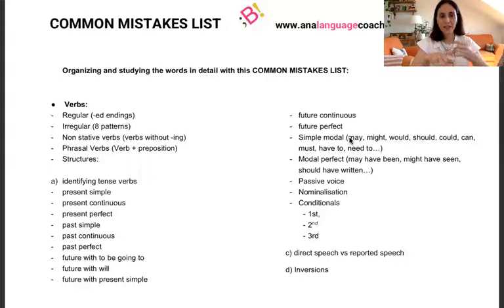Structures, identifying tense verbs, that's essential. So when you are reading, you really need to say, okay, I'm now reading present simple, I'm now reading present continuous. Then you know how to identify present perfect, past simple, past continuous, past perfect, future with to be going to, future with will, future with present simple, future with continuous, future with perfect. And then remember that the future is not only used for future events.